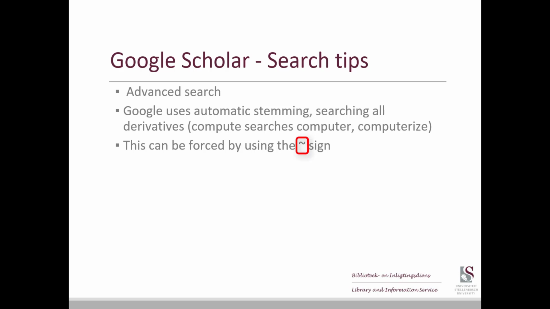There is on Google Scholar a way to also search by author and to be able to search for specific author profiles, which contain most of the author's articles, to be able to search for citations, and we're going to go through that now.